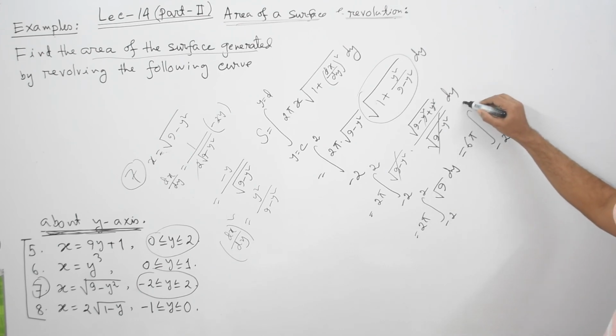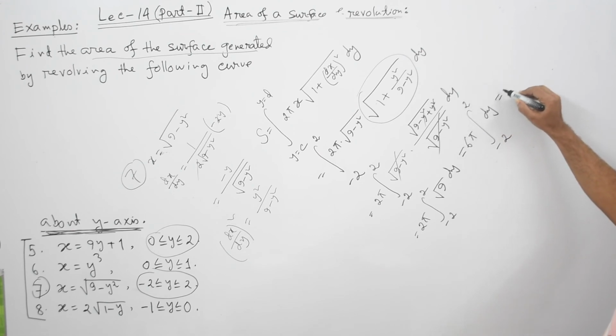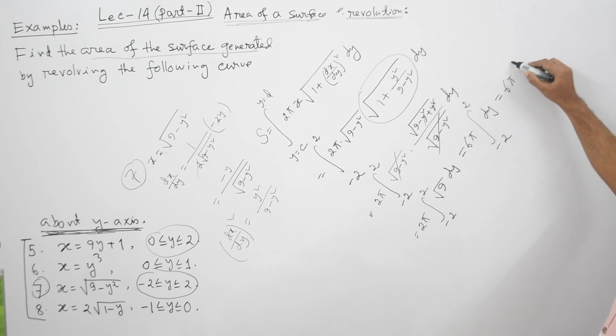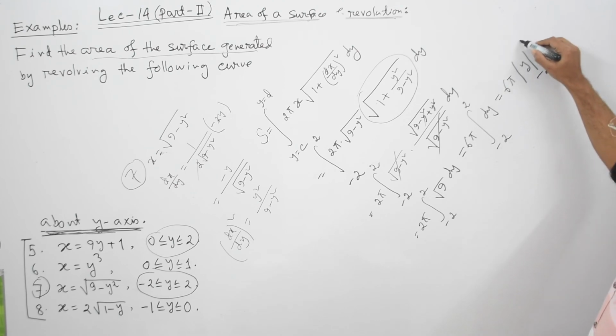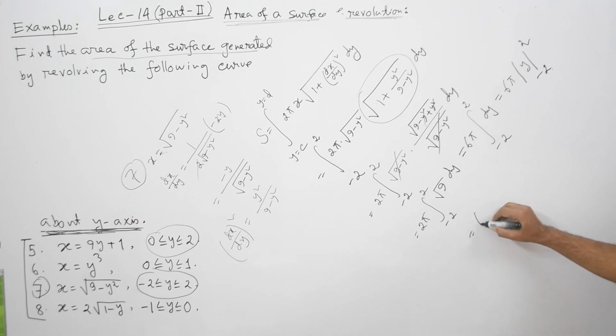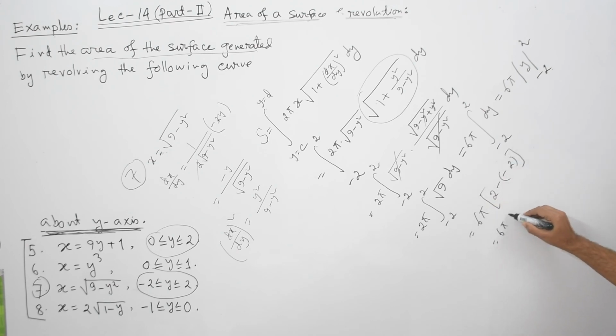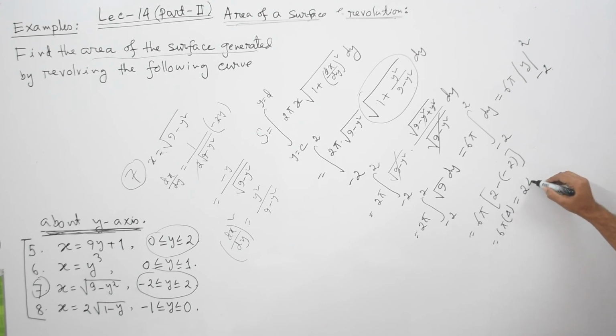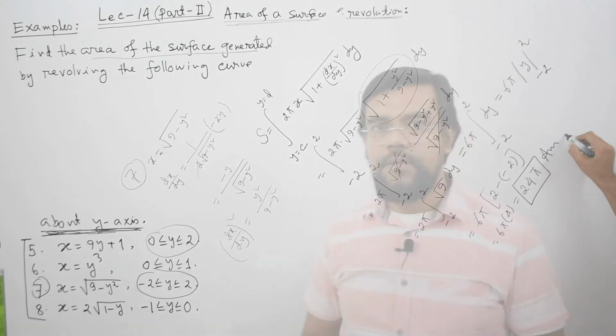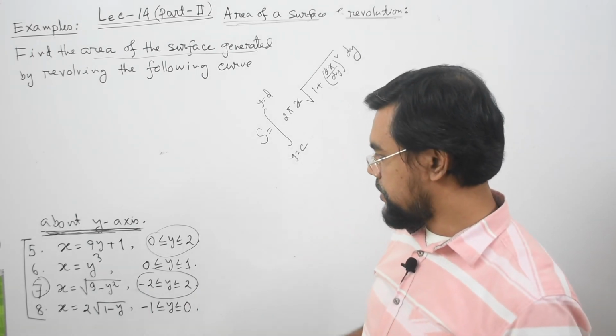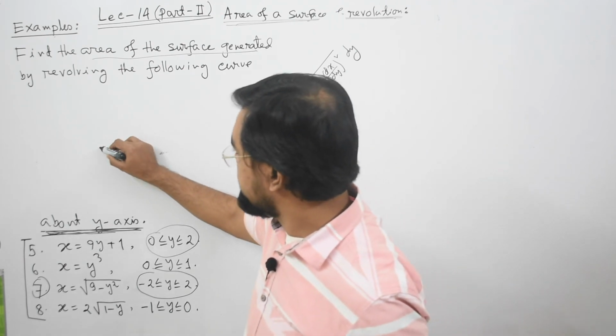integration from negative 2 to 2 of dy, which equals 6π integration of 1, which equals y from minus 2 to 2. So this equals 6π (2 minus minus 2), which equals 6π (2 plus 2), which means 4. This equals 24π. So 24π is the answer. So now let us try our last example in this lecture, example 8.